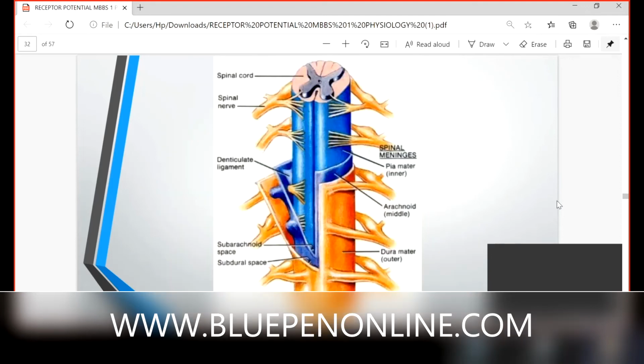Now here you can also see another section of the diagram. Here it is very much clear. These are the spinal meninges. It consists of 3 layers: the pia mater, the innermost, the arachnoid, the middle one, and the dura mater, the outer one. On the other side, you can see the subdural space, between the dura mater and the arachnoid mater. Next is the subarachnoid space, between the arachnoid mater and the pia mater. Then you can see the spinal nerves, known as the roots actually. What we are seeing here are the roots of the nerves.